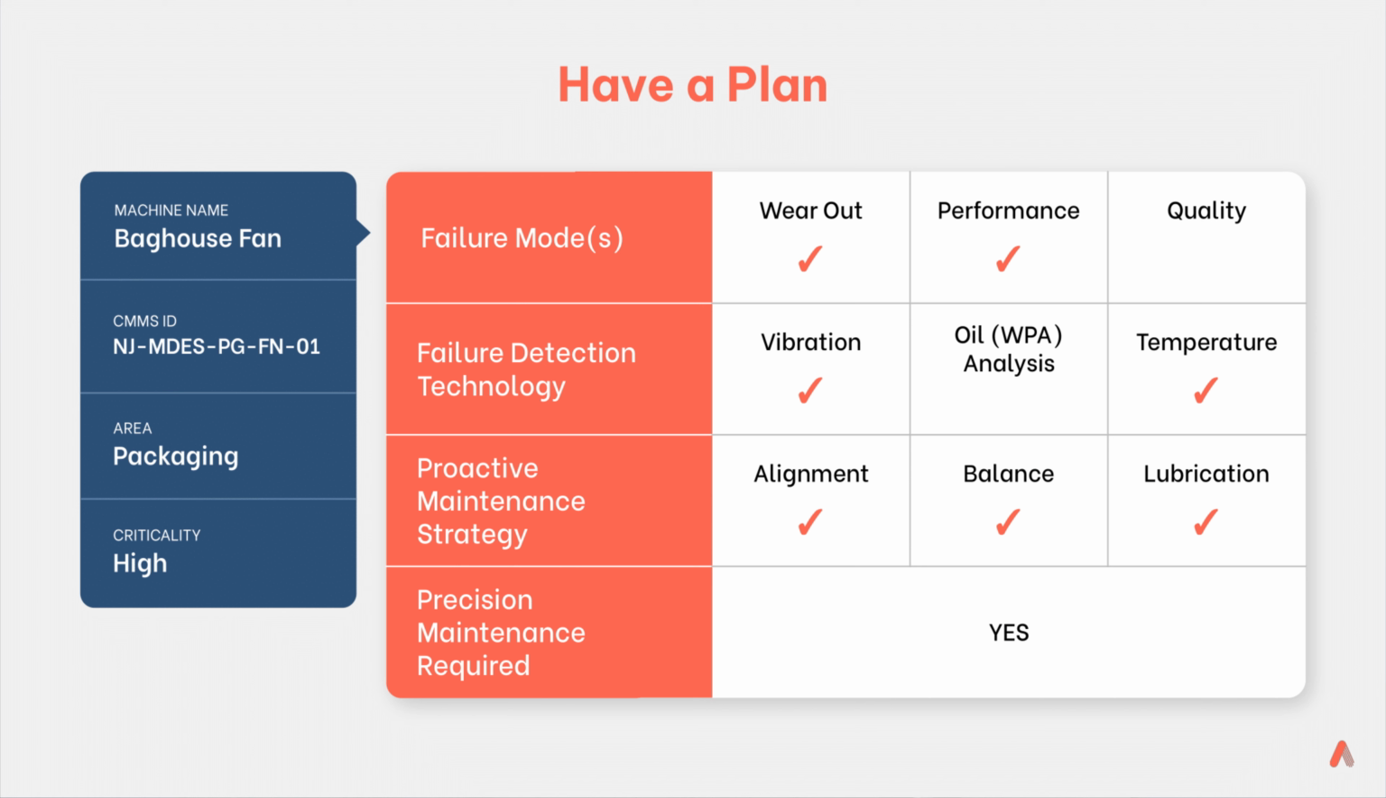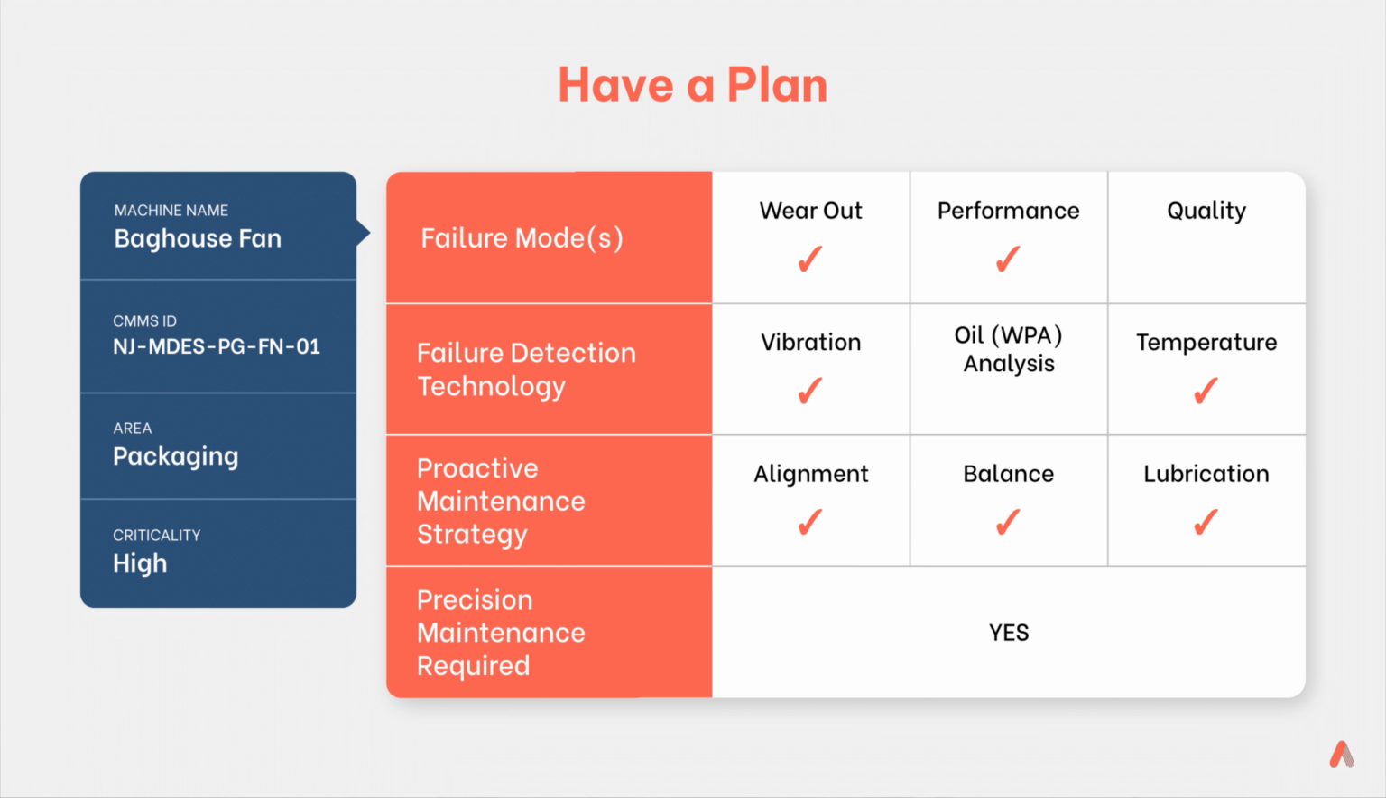This is a baghouse fan in the packaging area of a unit. This fan may be readily available, and there may be a lot of similar fans at the facility. Its criticality, though, is very high because when it goes down, it shuts down the entire area, meaning a loss of production and possible environmental impact. The main failure modes we looked at are that it's going to wear out or have a performance issue, meaning it's not operating to its abilities and is slowing down the process.